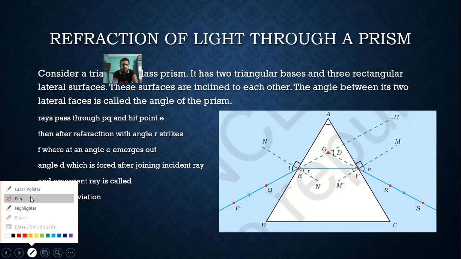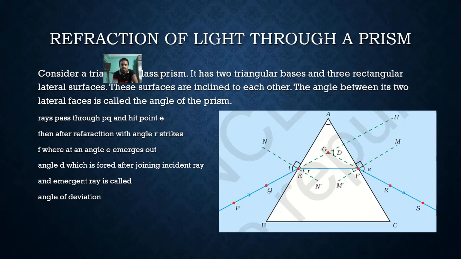Let us consider a triangular glass prism. It has two triangular bases and three rectangular lateral surfaces. These surfaces are inclined to each other, and the angle between these two lateral surfaces is called the angle of prism.